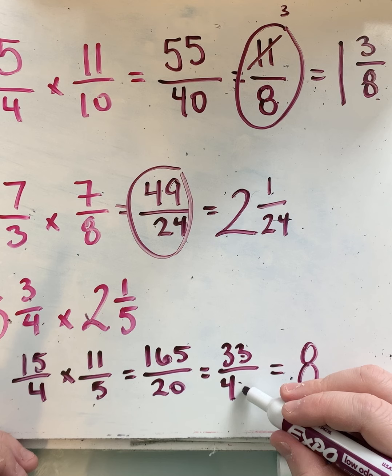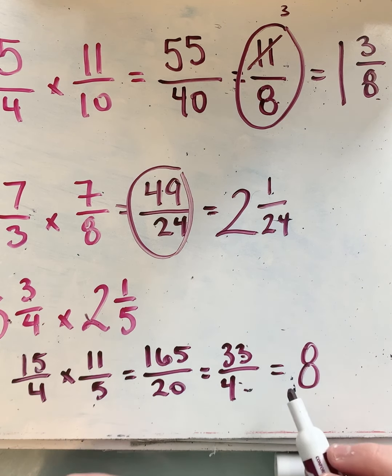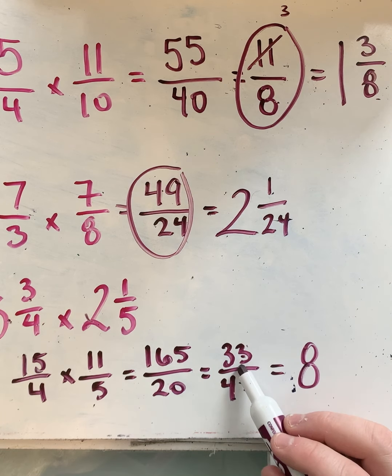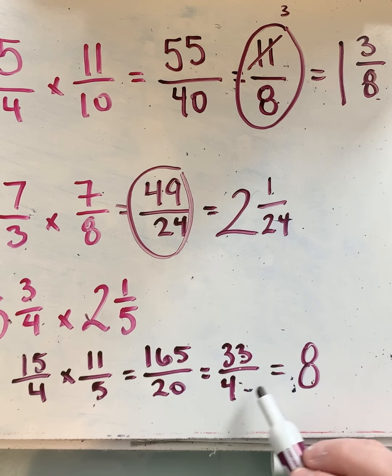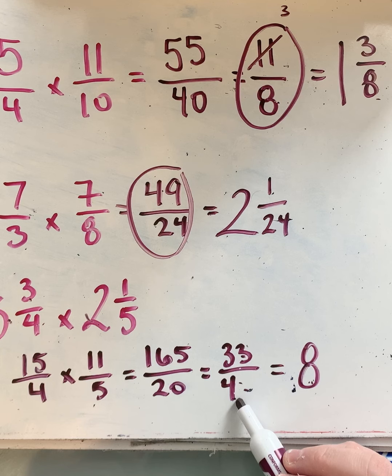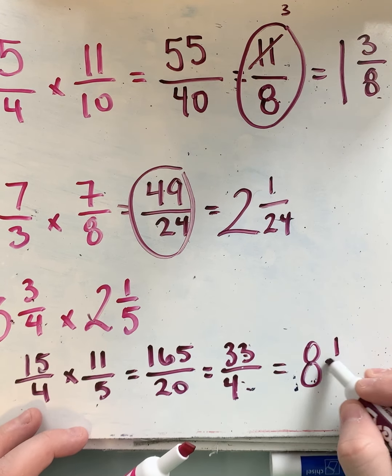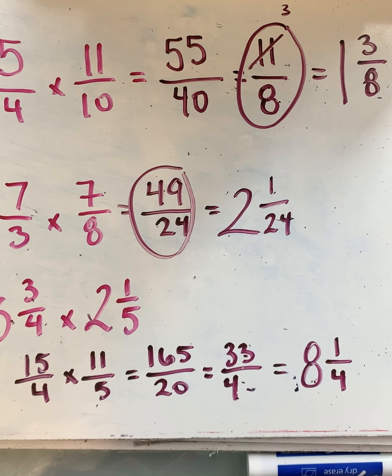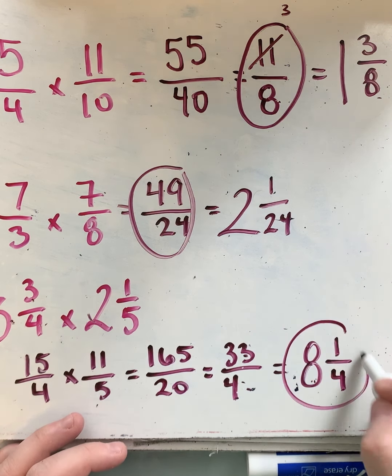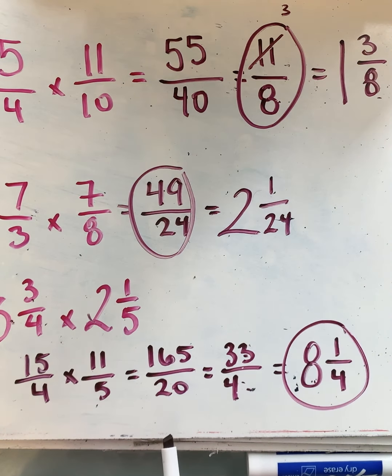8 times 4 is, and this is the thought process you're doing. Once you figure out how many times it goes in there, you take your whole number and you multiply it by the denominator to figure out what's your total right now. So 8 times 4 is 32. 33 minus 32 is 1, and keep my denominator. So a quick understanding of the 3 different types of ways of doing multiplication.